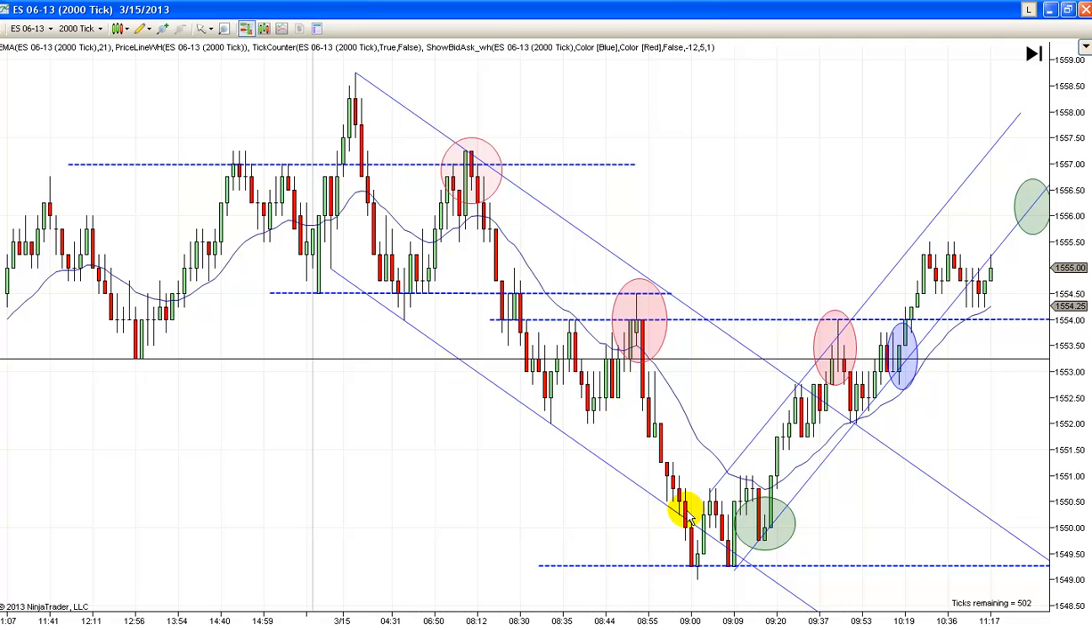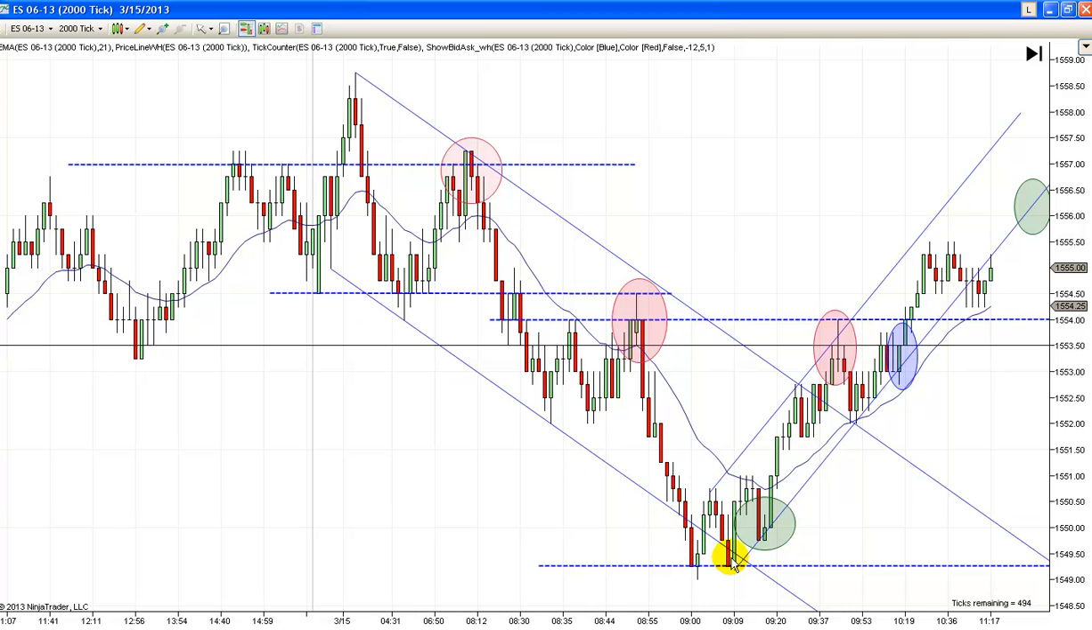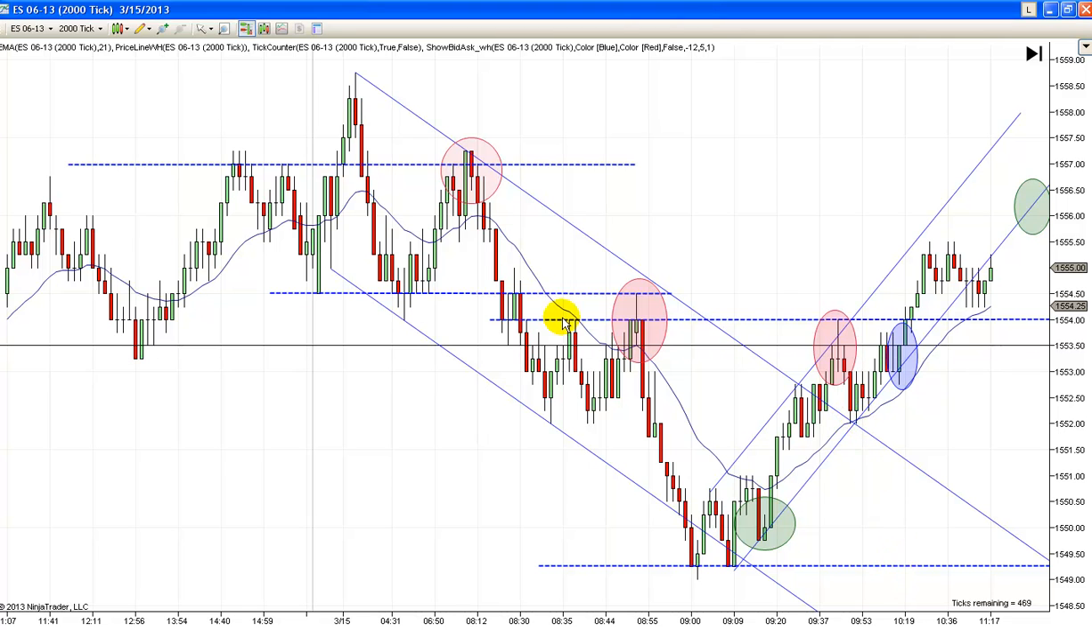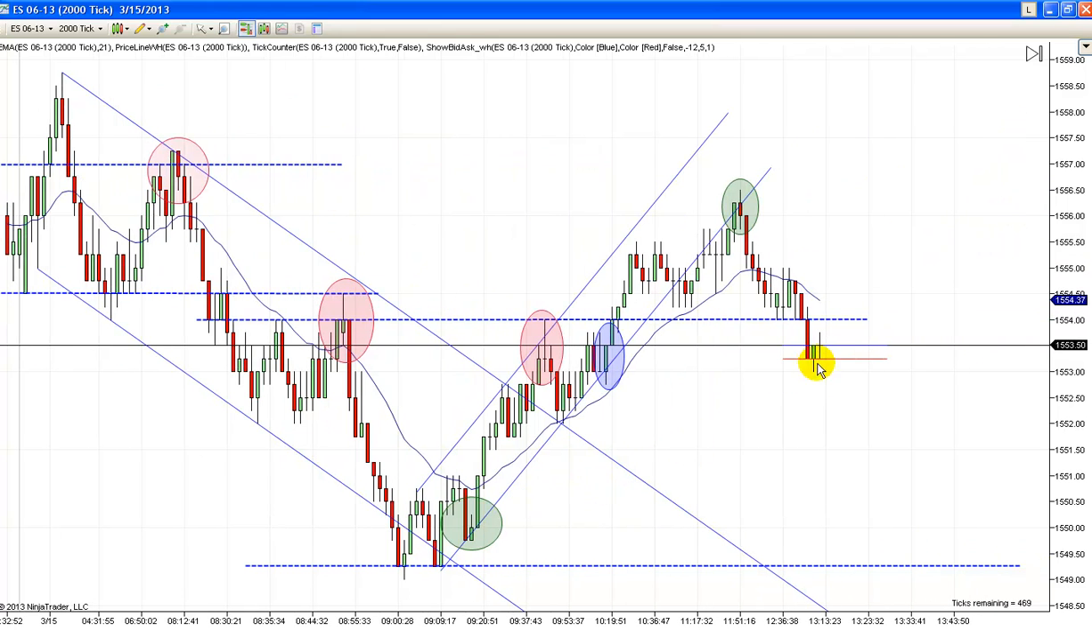But notice we overshot that this time. And a lot of times when you get an overshoot like that, you won't get a retest. You'll just get a pullback and a retest of the trend line. And we got that right there. I honestly was still looking for a test of these lows because that's a pretty good move down. But you can see we may be heading back to do that now.